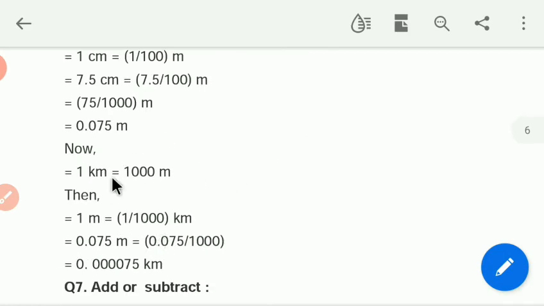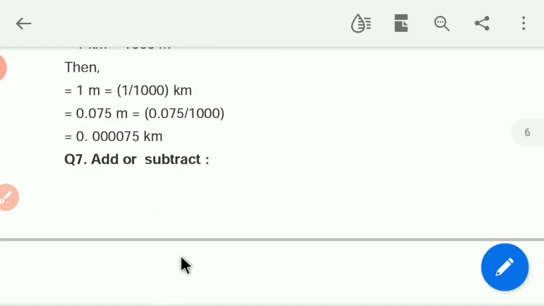Now we have to change into kilometer. So we know that 1 kilometer is equal to 1000 meter. So 1 meter will be 1 upon 1000 kilometer. Now divide 0.075 by 1000. Here you can see, after decimal 3 numbers are already given and 3 more zeros are given. It means you have to put the decimal after 6 numbers. So 1, 2, 3, 4, 5, 6. Here no numbers are given, so it means you have to put zeros. So this is the answer.